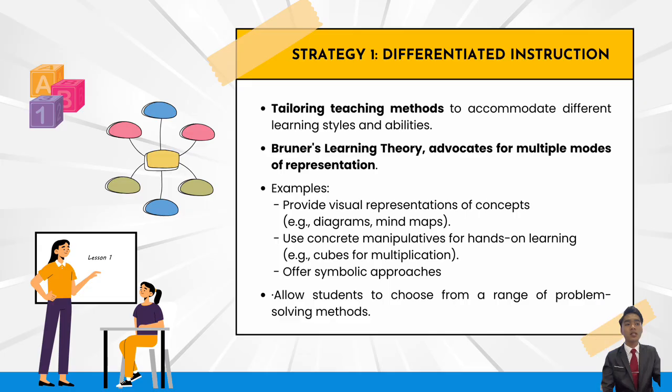The first strategy is differentiated instruction, tailoring teaching methods to accommodate different learning styles and abilities. Bruner's learning theory advocates for multiple modes of representation. For example, teachers may provide visual representations of concepts like diagrams and mind maps. Teachers also can use concrete manipulatives for hands-on learning students, like cubes for the multiplication topic. And lastly, teachers also can offer symbolic approaches.